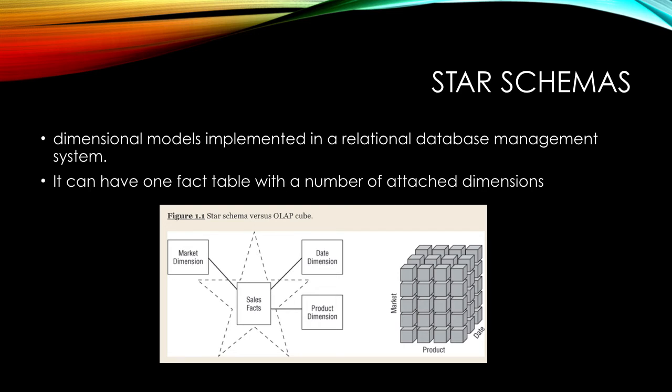Okay, and then that OLAP cube is off to the right. Most people are used to viewing an Excel spreadsheet with the data in an XY axis. Well, this can allow you to do 3D. For this one, you have product, market, and dates, and then you can slice it and move it and rotate it to get the information that you want.